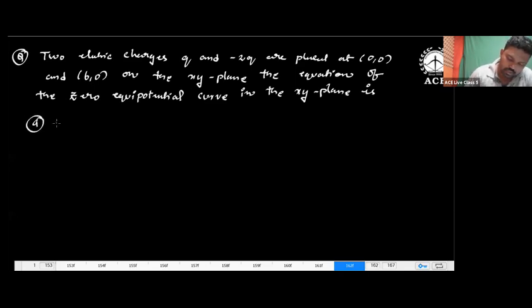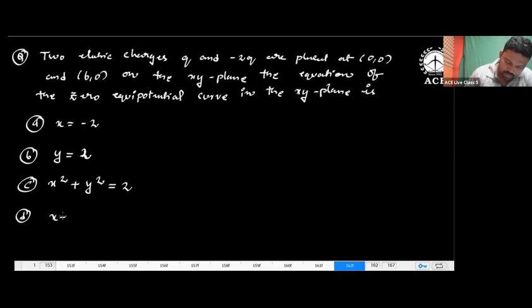options are given, beta. Option A: x is equal to minus 2. Option B: y is equal to 2. Option C: x squared plus y squared is equal to 2. Option D: (x plus 2) whole squared plus y squared is equal to 16.